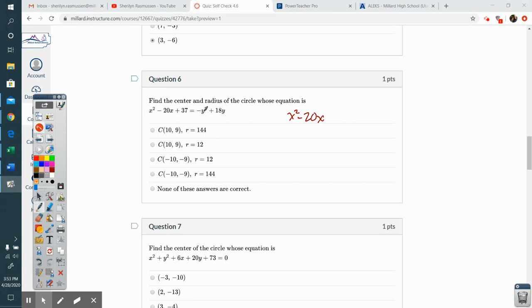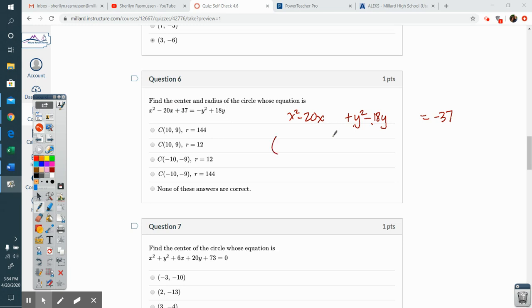I have moving. If it's negative on this side and I move it to the other side, it's going to be positive y squared. This is a positive 18x, so if I move it to the other side, you just change the sign. And on this side, I have a positive 37, so it's going to be negative on the other side. Hopefully that makes sense, how I just changed the sign here to get this, and changed the sign here to get that.